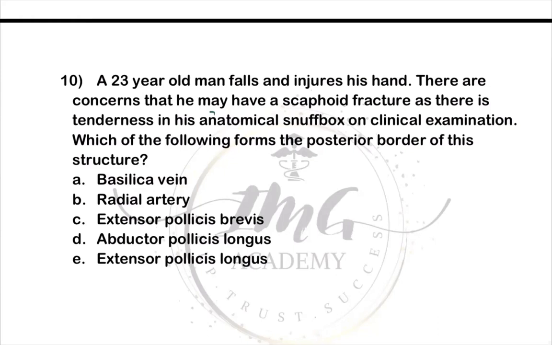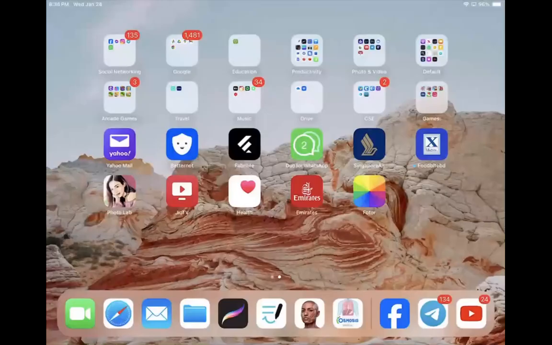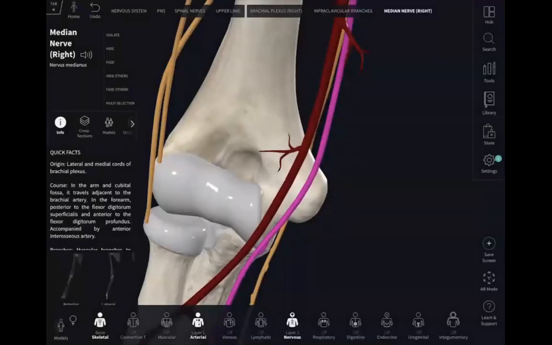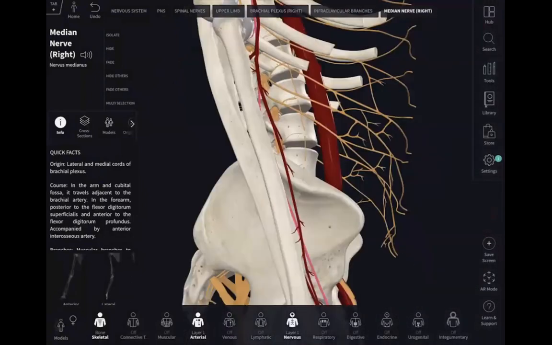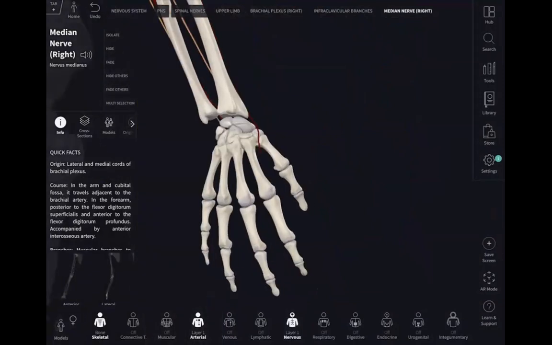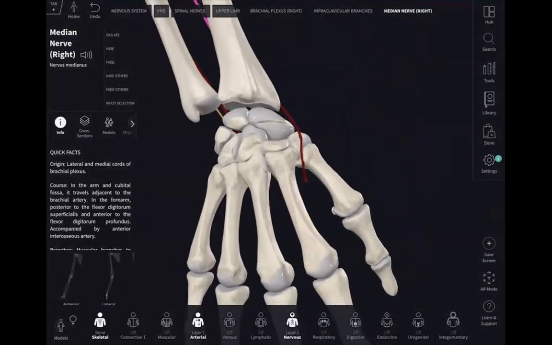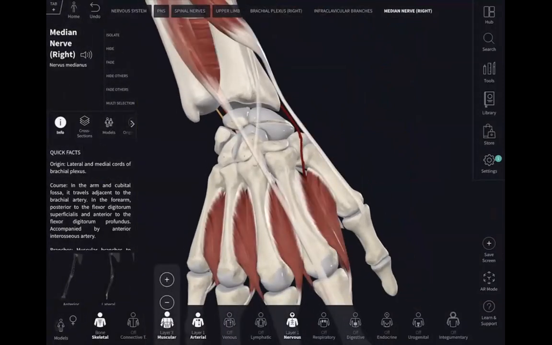Exactly. So what we have to learn is basically the anatomical snuff box, right? And always remember, in case of your MRCS, you have to learn the anatomical snuff box, the boundaries and the contents and the clinical significance of this. Very, very important. So let's learn about the anatomical snuff box. First of all, the boundaries.